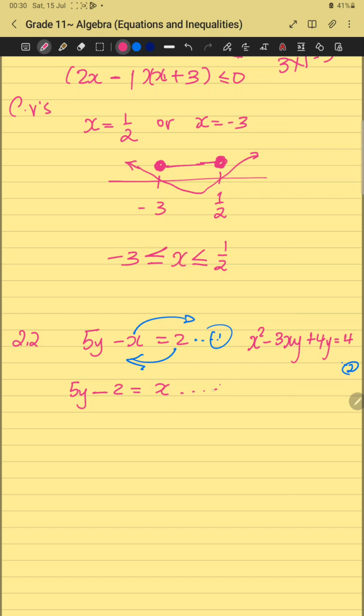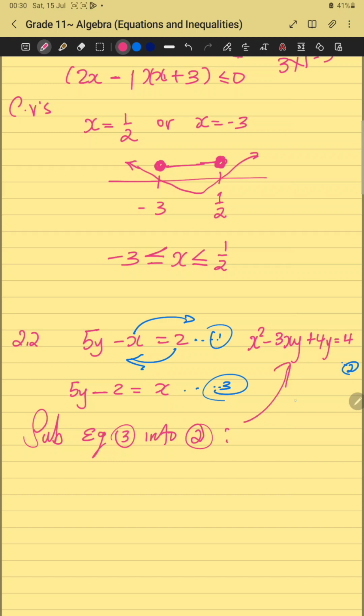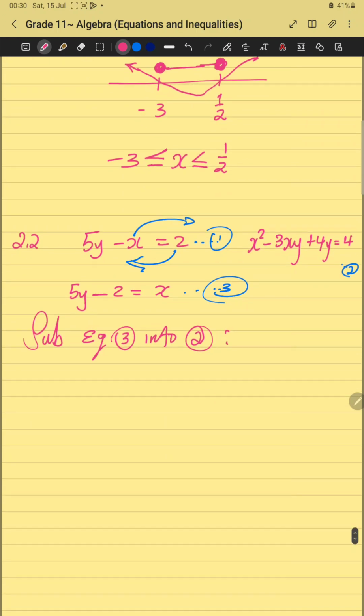And then this, when you just name it, is equation number 3. And then from here we just write this statement below that says we substitute equation 3 into equation number 2, which is this one here. So what we're going to do, we said now the value of x is equal to 5y minus 2. That means here in the place of x we're going to put this value. Whenever we see x, we put this value.